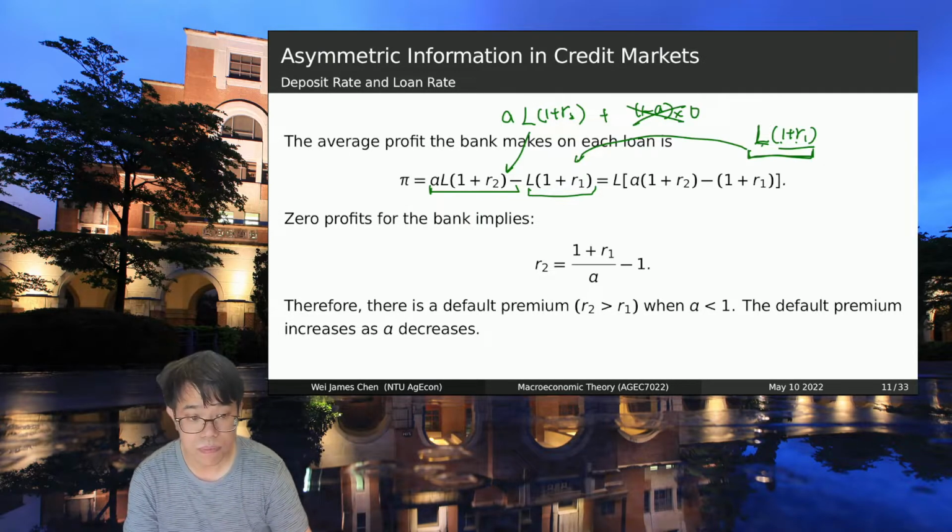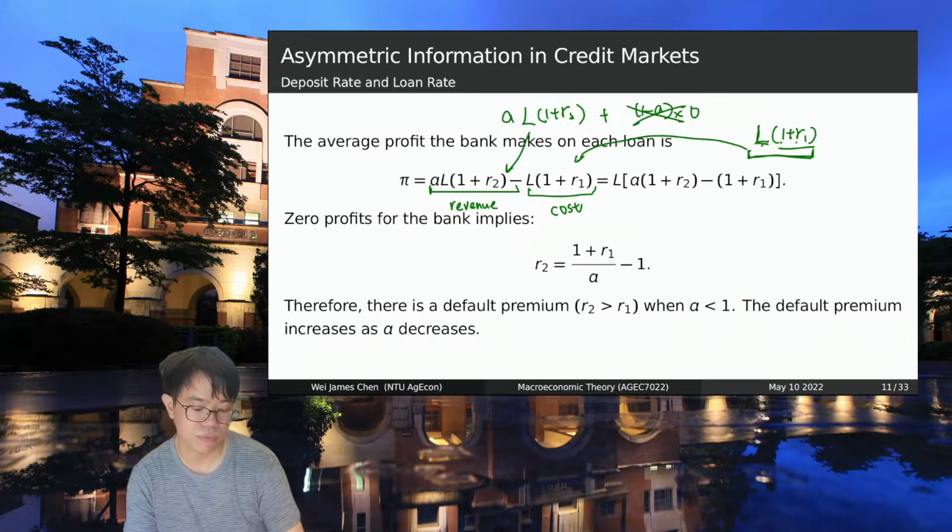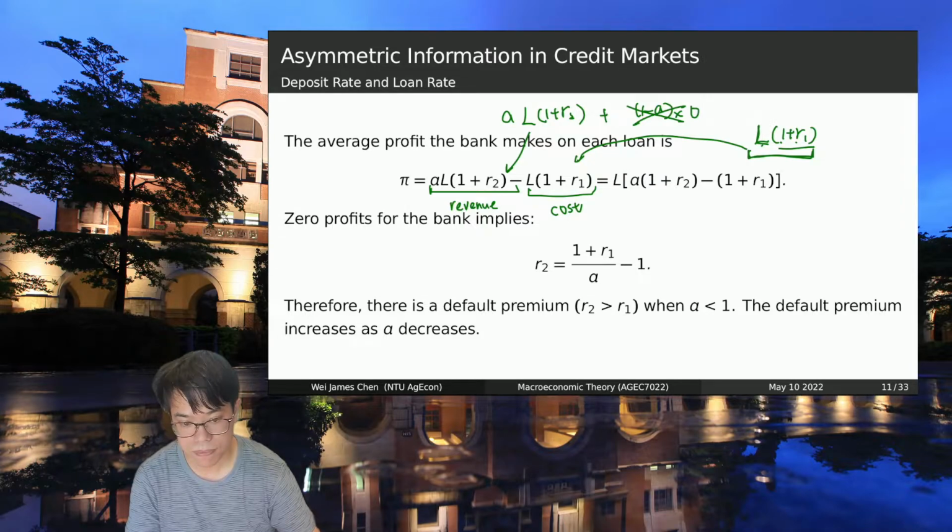I see some confused faces. Questions? This is cost. This is revenue. Right? Type 1 if you understand why this is revenue and this is cost. Type 2 if you don't understand.